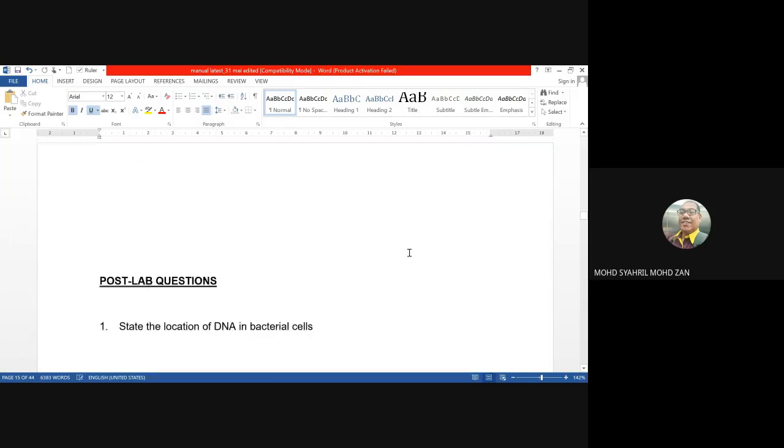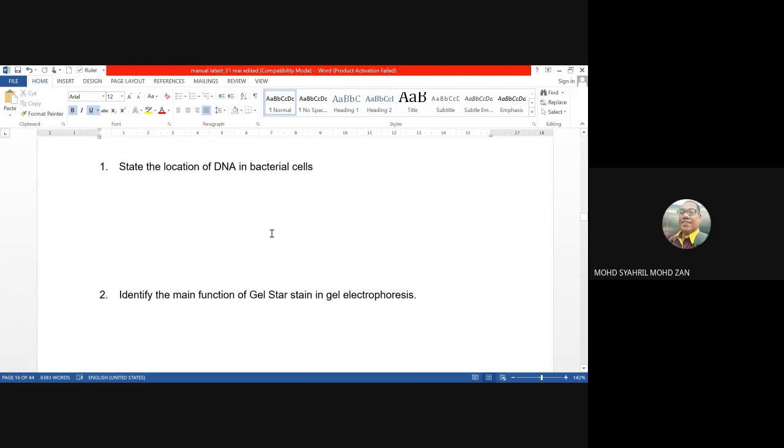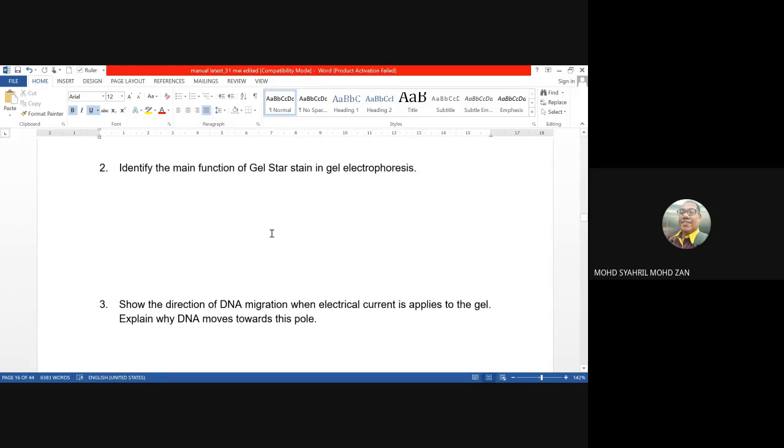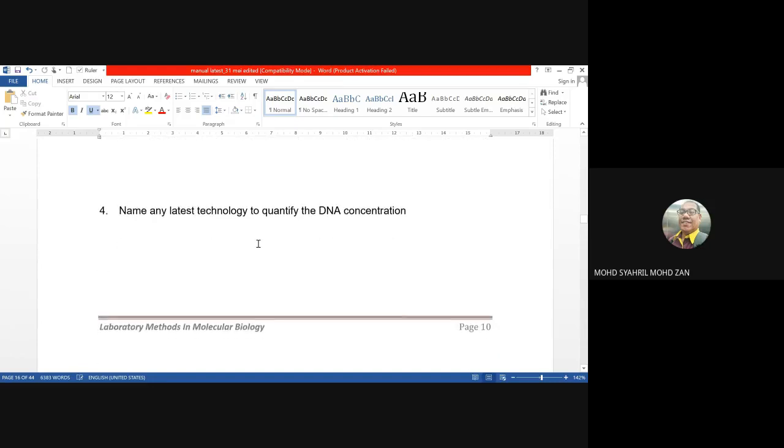Okay, this is the question that got you, okay, for your infographic report, okay, poster report. So number 1, state the location of the DNA in the bacterial cells. Okay. Identify the main function of gel stains in the gel electrophoresis. Show the direction of DNA migration when electrical current is applied to the gel. Okay, and why they move toward these poles. Okay. 4, name any latest technology to quantify the DNA concentration.